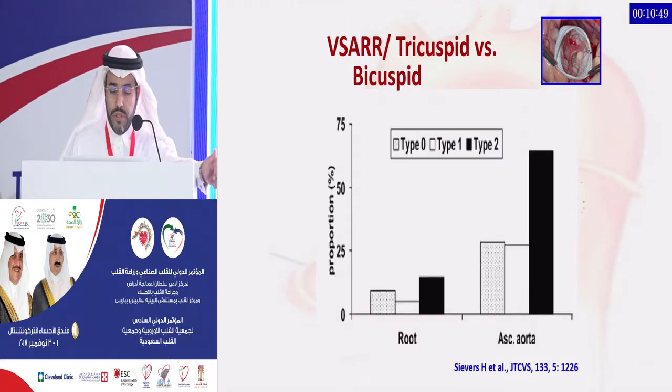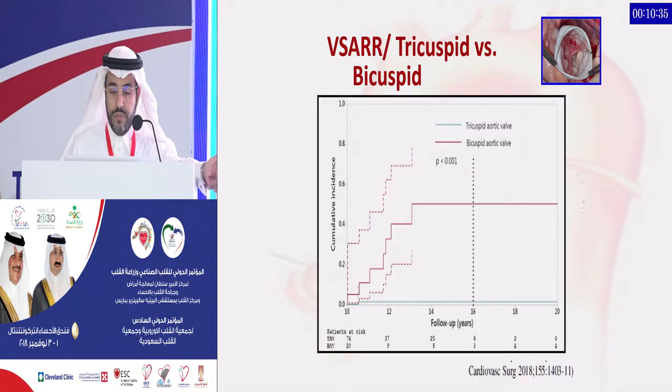Why is this important? If you look at the association of aortic aneurysms with bicuspid valve, you'll find that both ascending and root aneurysm are more associated with type 2, and the involvement of the ascending aorta is more common than the involvement of the aortic root. And if you look at the result of valve-sparing root procedures when it is done for tricuspid versus bicuspid valves, the durability on the long term is better with a tricuspid valve than bicuspid valve.